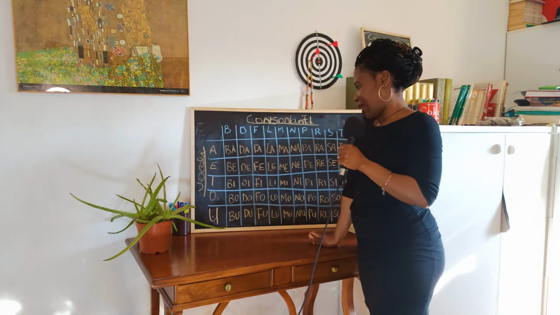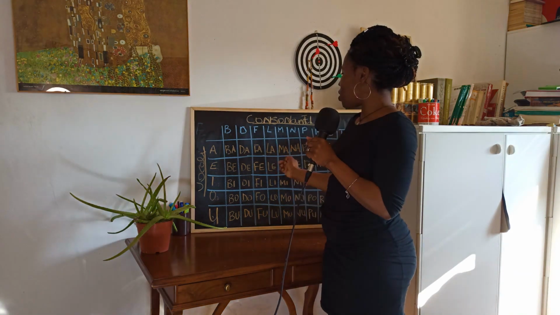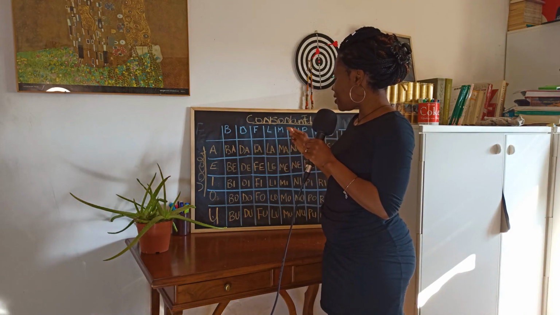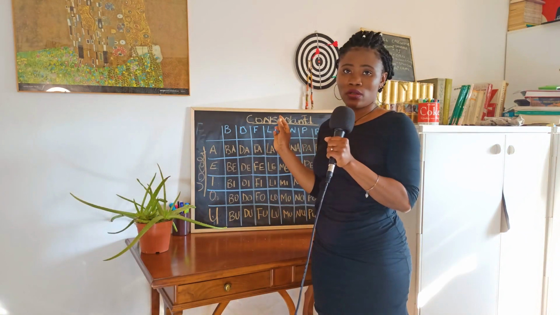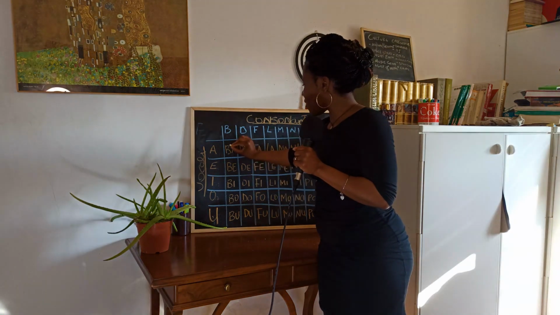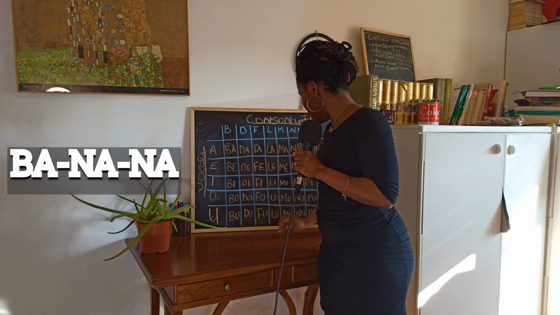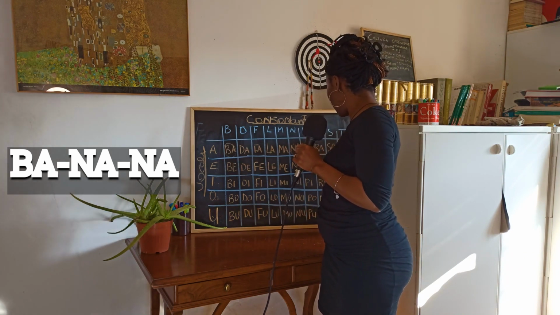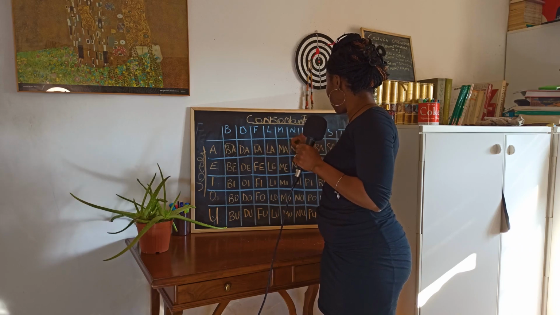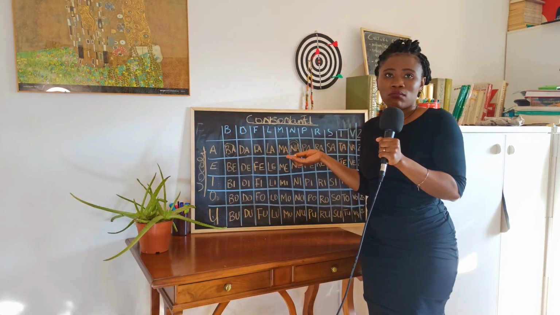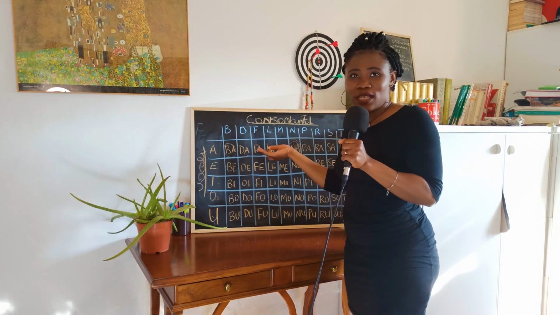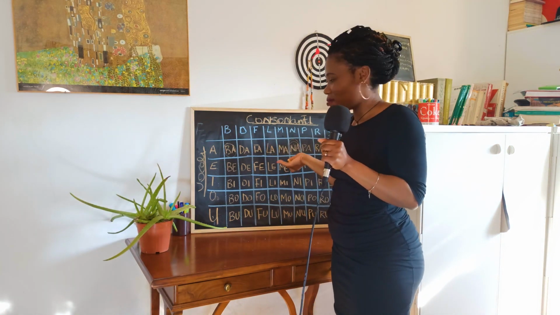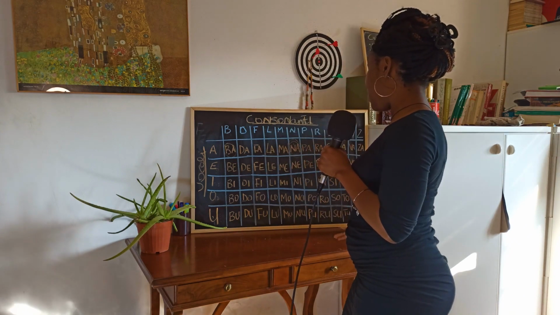Okay? Then, you know what I want us to do? I want us to use all these syllables now to form words. Okay? If I circle ba, na, na, what do you get? Banana. If you want to write something, it will not be difficult for you. Banana.